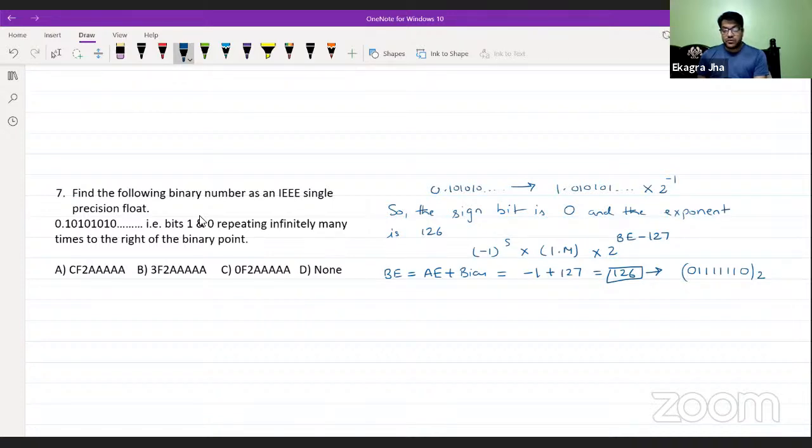Okay, we need to write it in the given format, so we need to find the binary of 126. This is going to be 64 plus 32, which is 96, plus 16 is 112, plus 8 is 120, plus 4 plus 2 is 126. So this is going to be the binary of 126. We need it in the future.